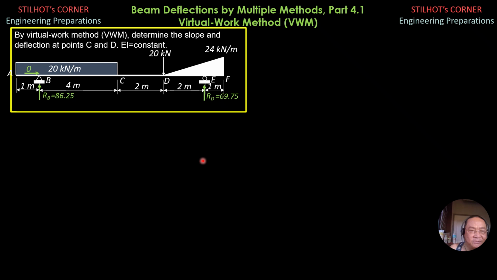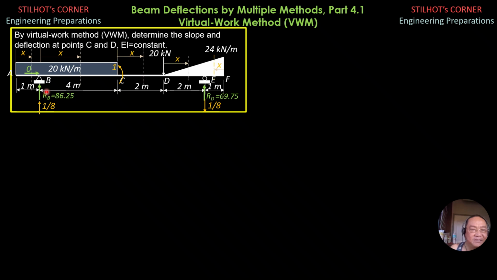So let's apply a unit positive couple at C, which is counterclockwise. Then we have to compute the corresponding reactions due to that unit couple. So summation moment E, reaction times 8 equals 1. So this is 1/8 upward, and this should be 1/8 downward. Then let's have the sectioning.